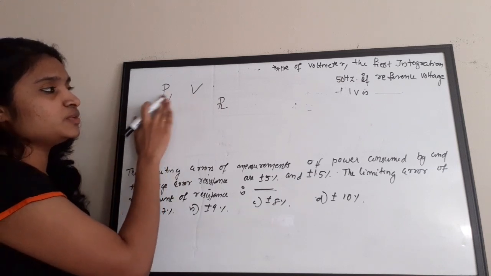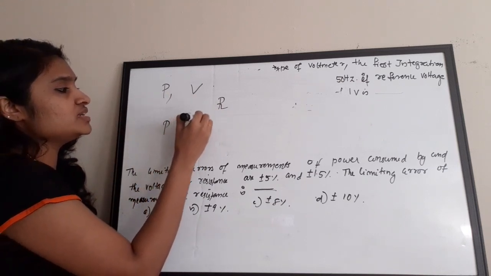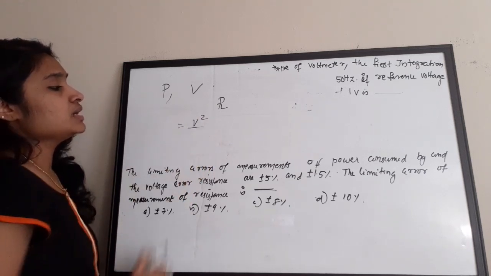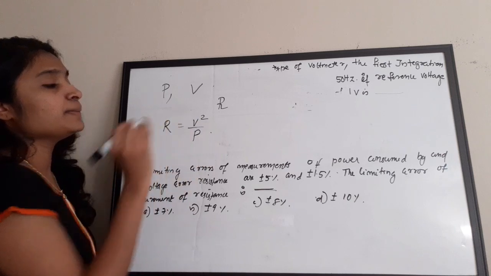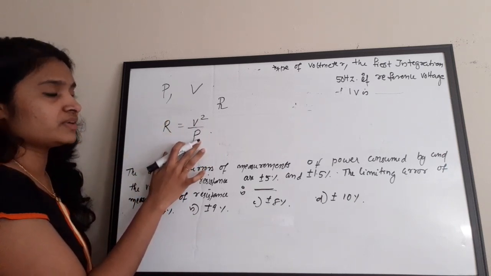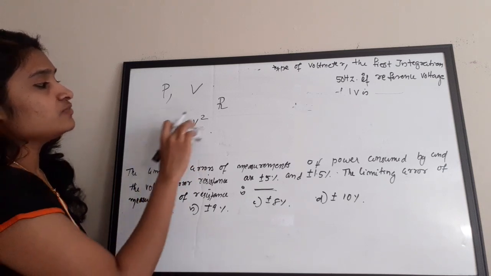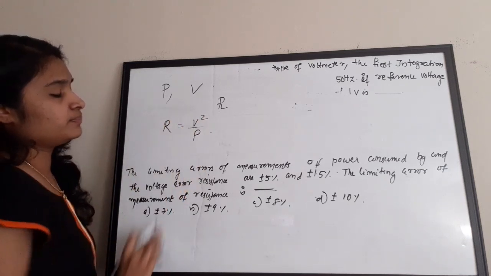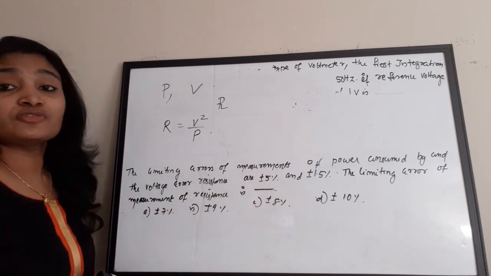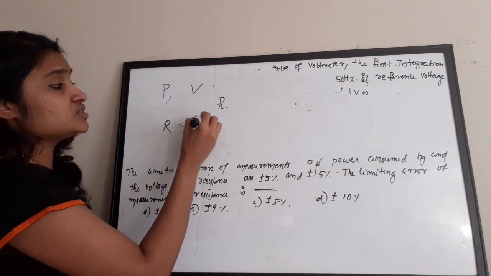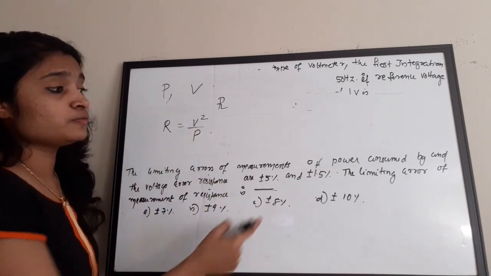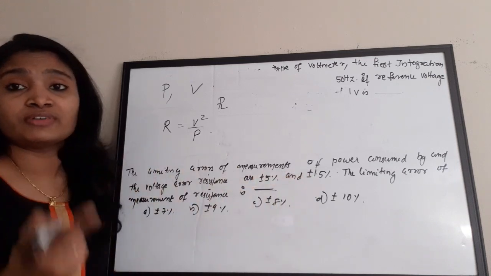What is the relationship between these three? P is equal to V square by R. Here we are going to measure resistance. So it is R is equal to V square by P. So we have been given the error for voltage. We have been given the error for power. So it is V square by P, right? So what is the error for power? It is plus or minus 5%. Next, what is the error for voltage? It is plus or minus 1.5%.